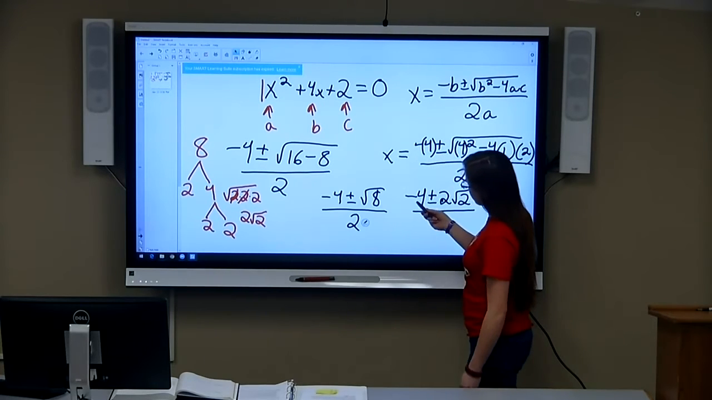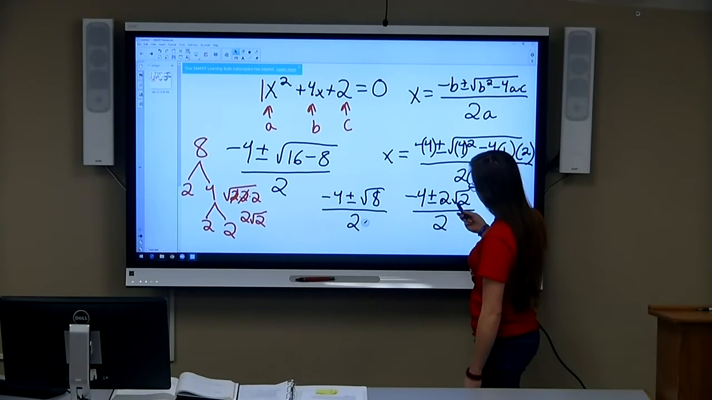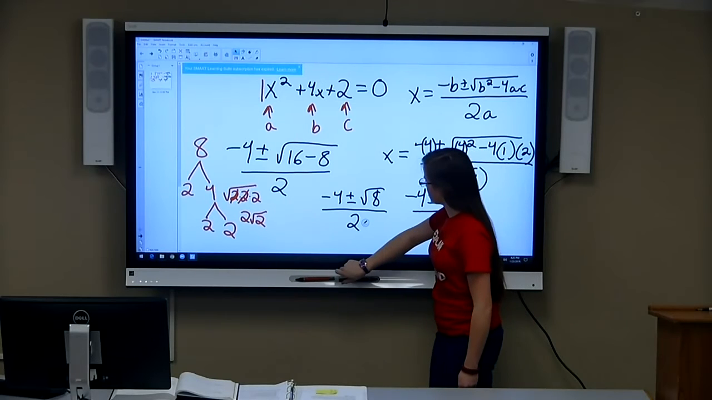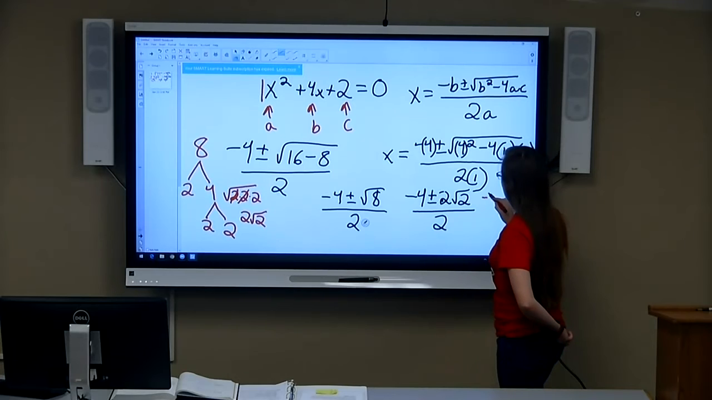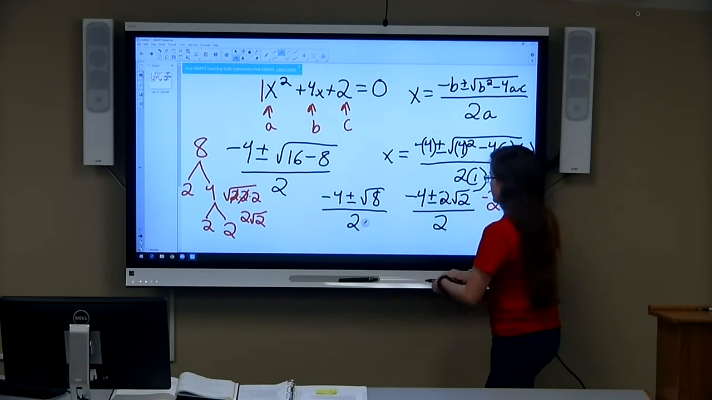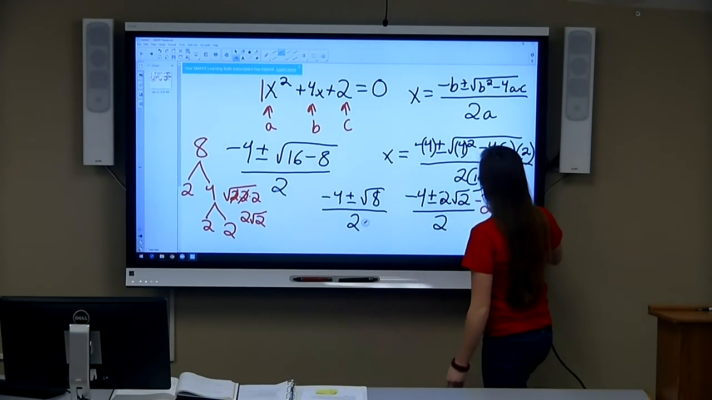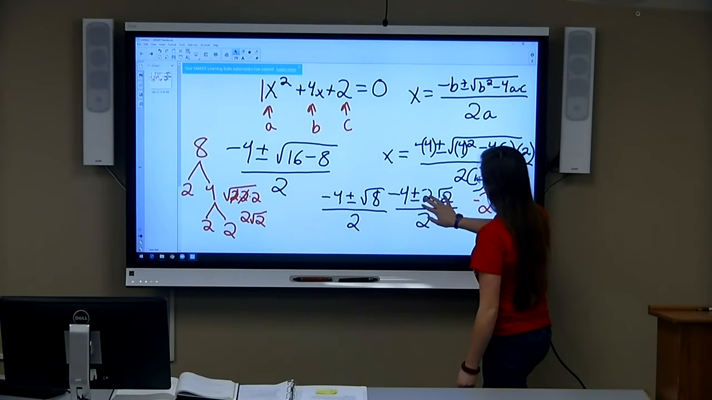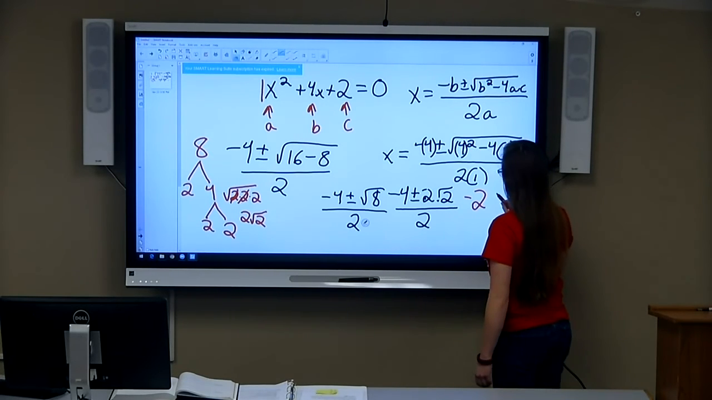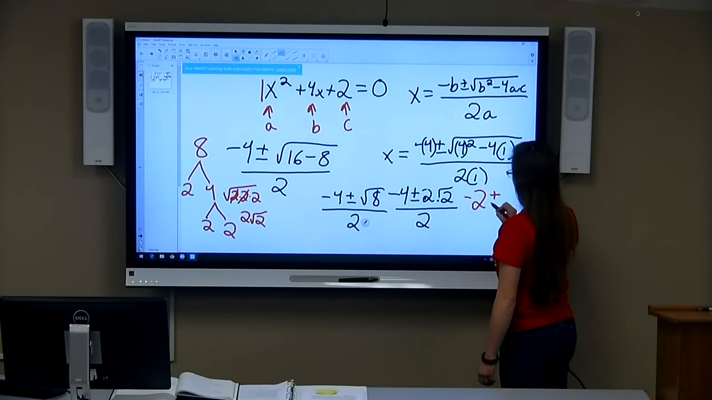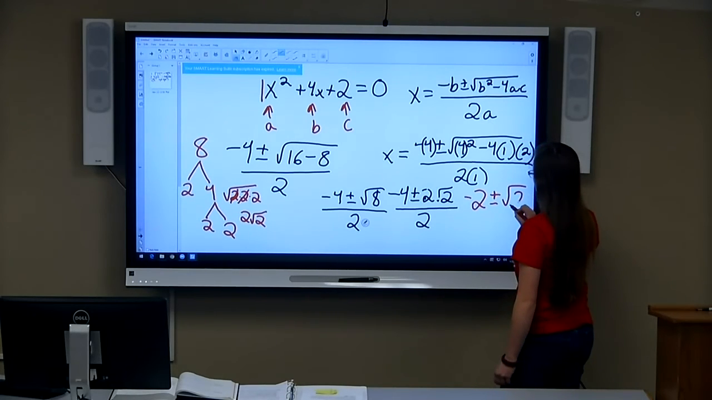If you have similar things in all of the sections outside of the house, if it's under the square root sign, you can't use it. But if all of these will simplify, these 3, you can do that, which will leave you with negative 2 plus or minus the square root of 2.